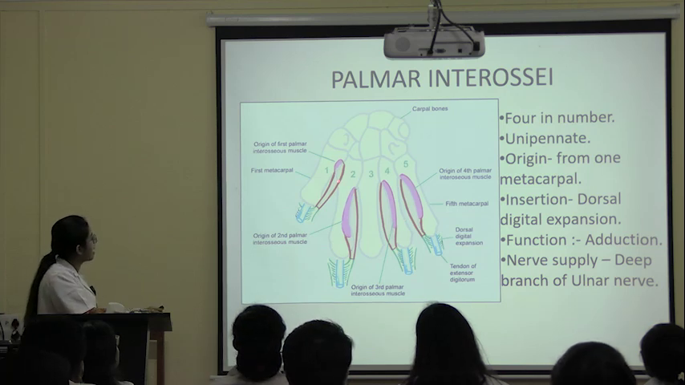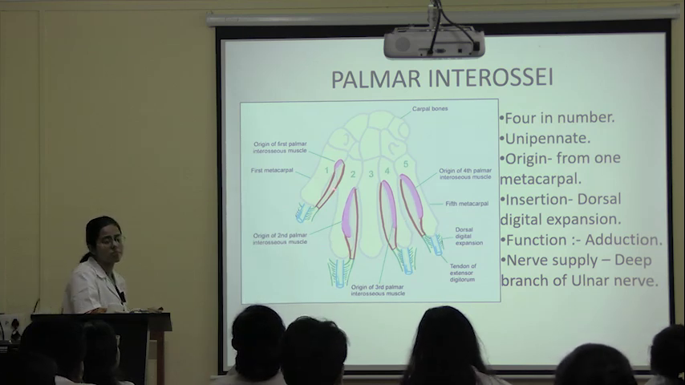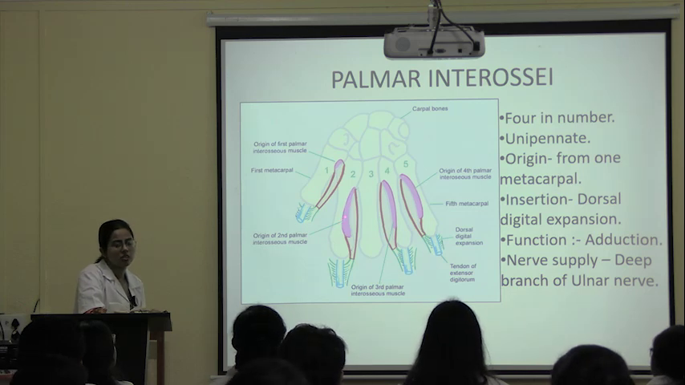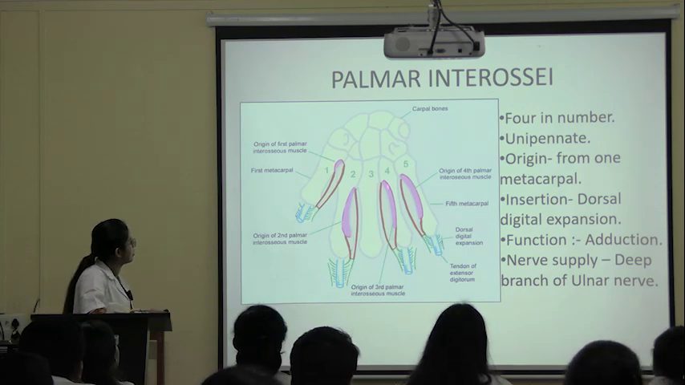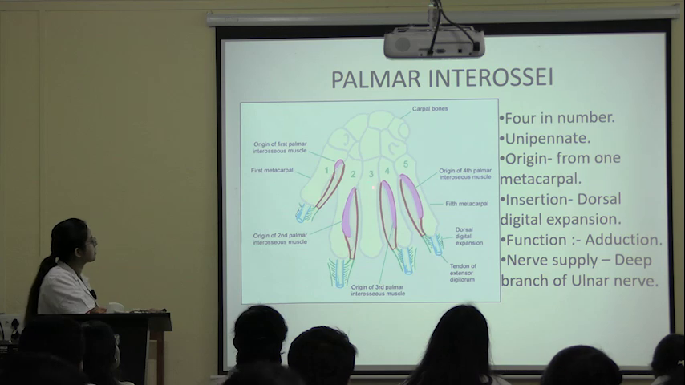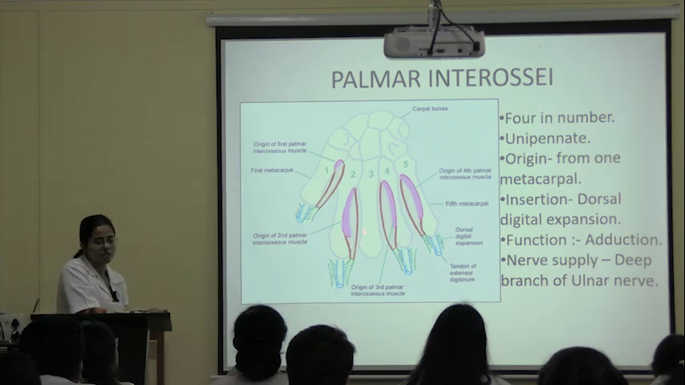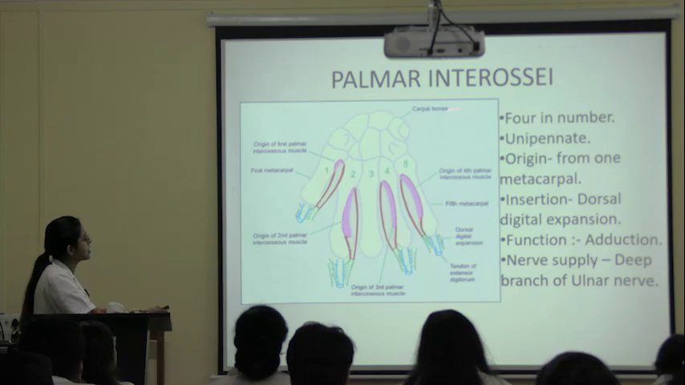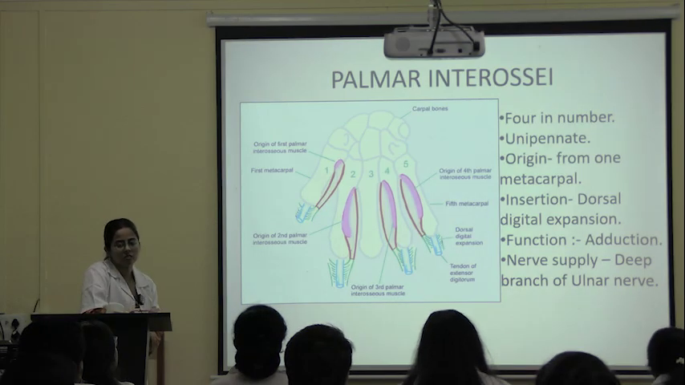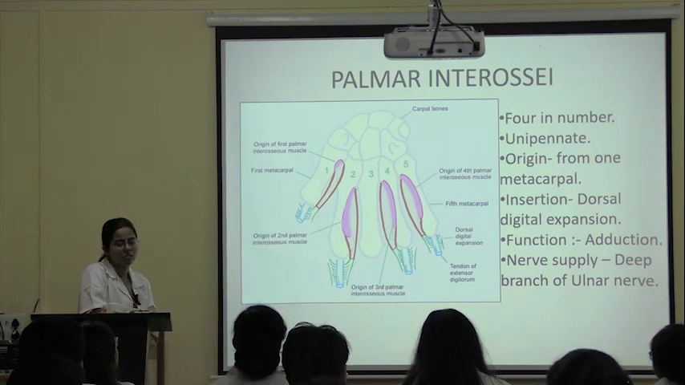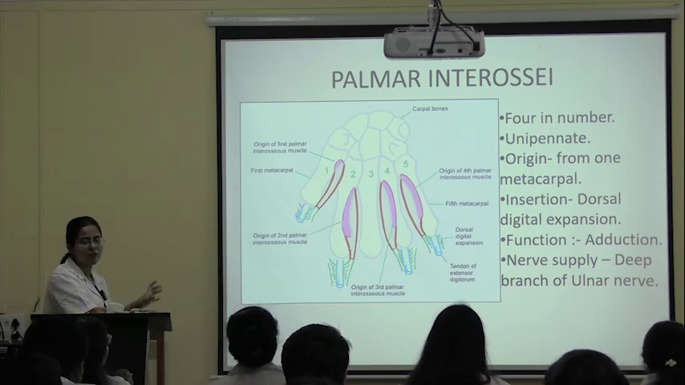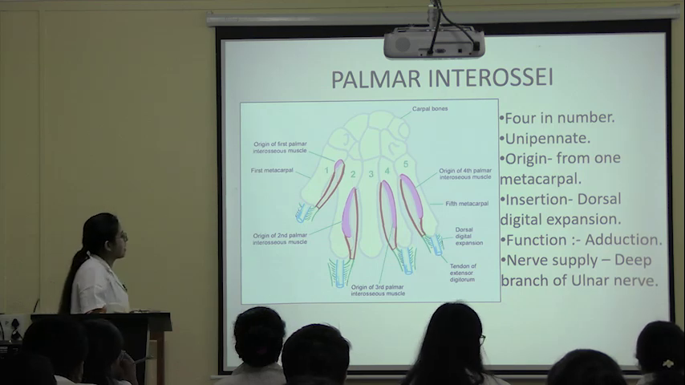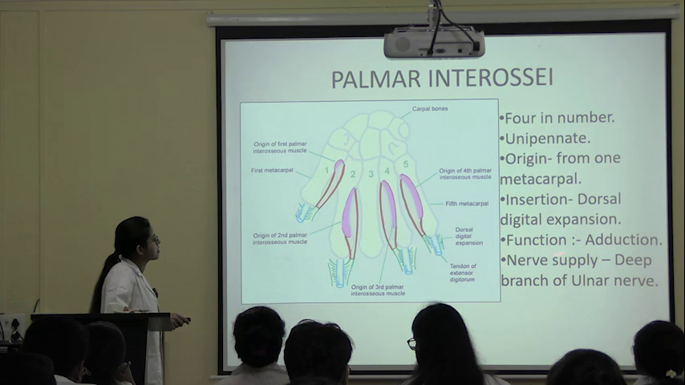Okay. So as you can see, which bone are these muscles originating from? Metacarpal. Okay. Each is originating from one metacarpal. This is from the first metacarpal, second, and you can see it's from the fourth and fifth. So as you can see, the middle finger has no palmar interosseous muscle. Okay. So it is unipennate. Unipennate, you know, refers to the arrangement of the fibers, which means it's on one side, fan shaped on one side. Okay. And insertion is in the dorsal digital expansion.